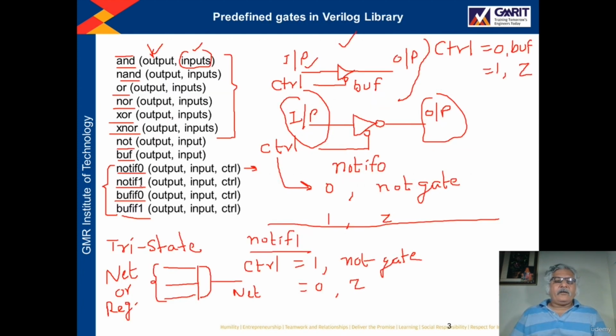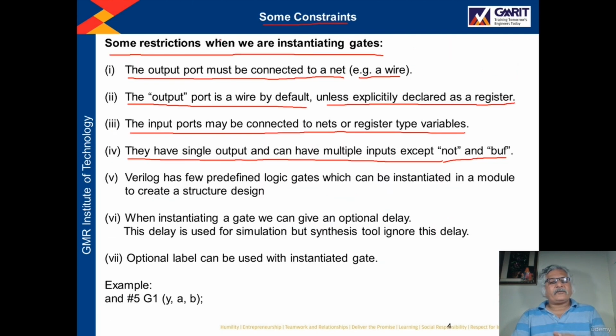So here you see inputs. It is not mentioned how many inputs. At the time of instantiation, however many inputs we allocate to this gate, it will become that many input AND gate, right? It depends upon the designer. At the time of instantiation, he will decide and assign the number of inputs.